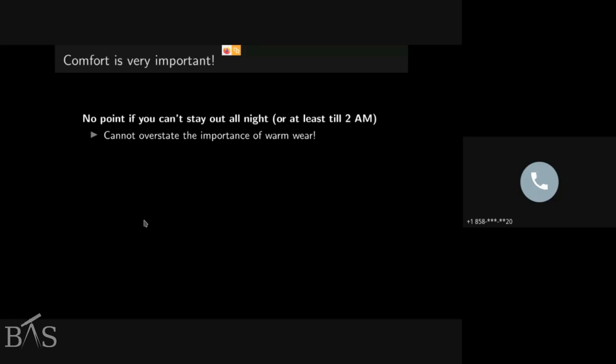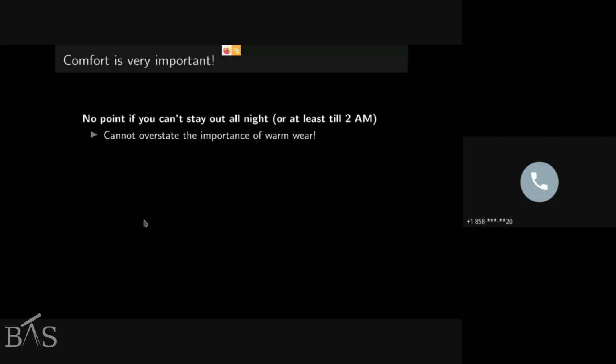I cannot overstate the importance of warm wear. Sanat, who is a friend of mine also in BAS, wanted me to make an entire slide on warm wear, and it's coming next. So warm wear is very important, and I'll explain why. It gets very cold when you're out in the open all night.